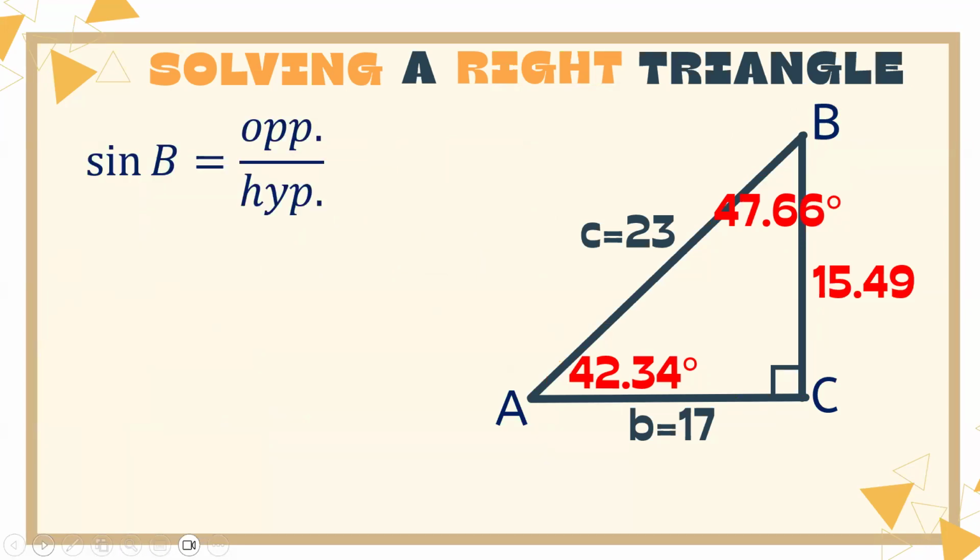Let's check whether 47.66 is really the correct measure of this angle using SOH CAH TOA. So let's use SOH, or sine B is equal to opposite over hypotenuse. So with respect to angle B, the opposite side is 17 and the hypotenuse is always 23 for this particular triangle.